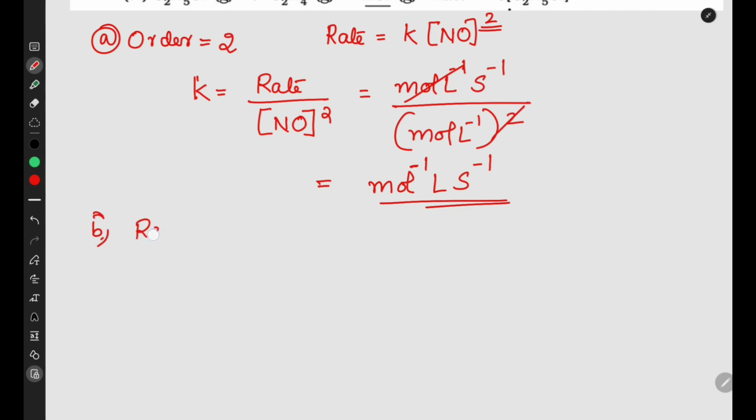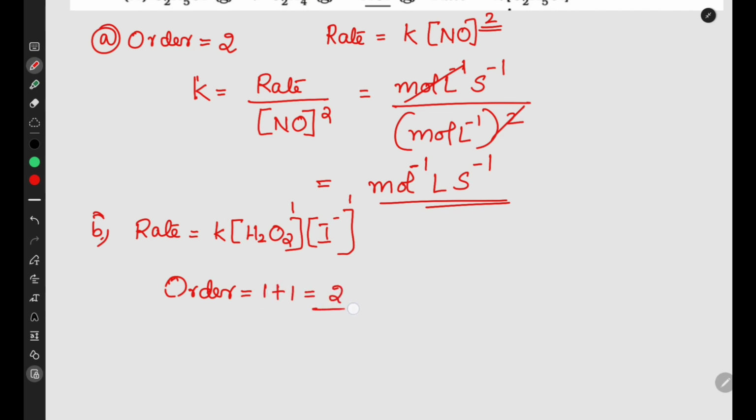Second question, rate is given as rate is equal to K into concentration of H2O2 into concentration of I minus. So order is equal to the sum of the powers of the concentration terms. Concentration of H2O2 is 1 and I minus also 1. So 1 plus 1, it will be equal to 2.